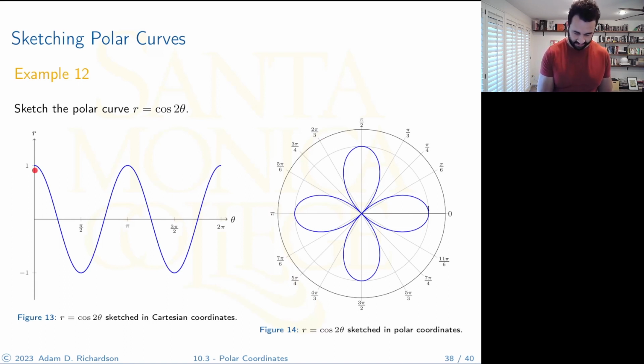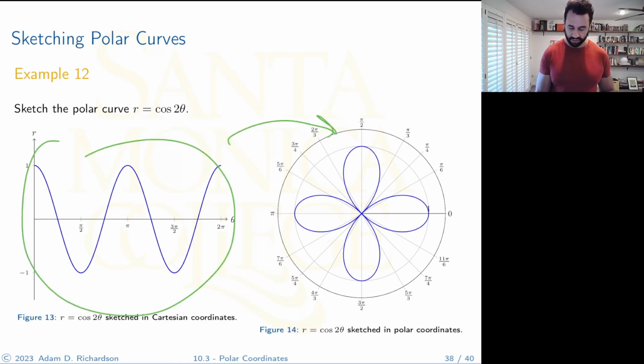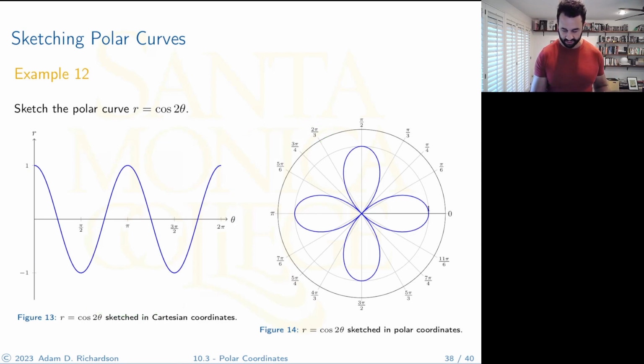Let me go back to this, like so. And just like before, let me go back to my green arrows here. Just remember that this Cartesian graph is going to inform how to do this polar graph. So you just got to be able to graph the Cartesian graph first, and then just look at these lengths. So here, this is pi over 4 right here. As we go from 0 to pi over 4, our radius starts at 1 and goes to 0. So here's the first arrow.